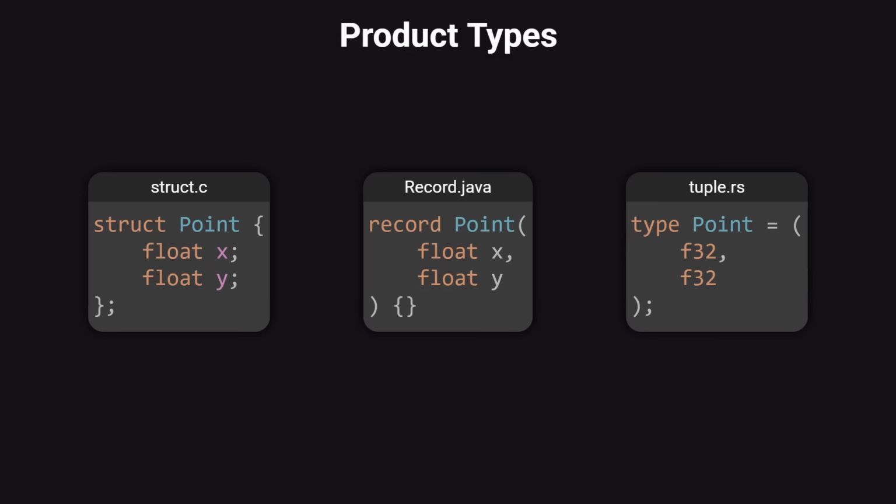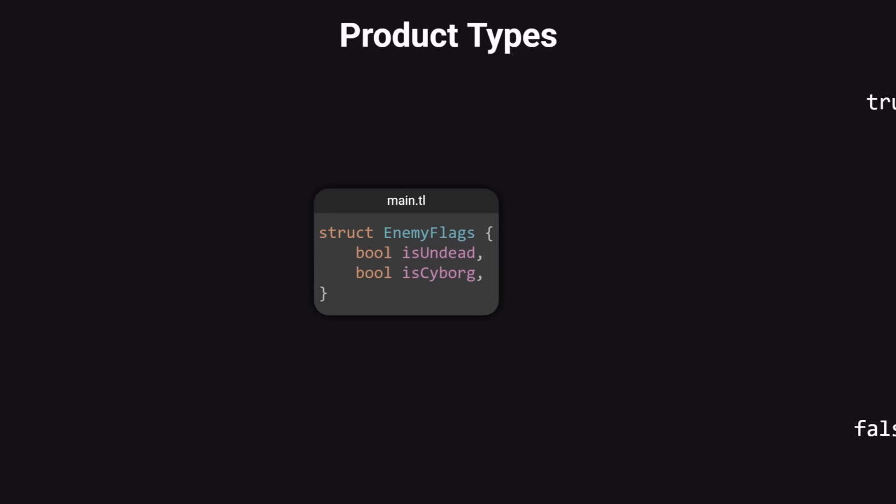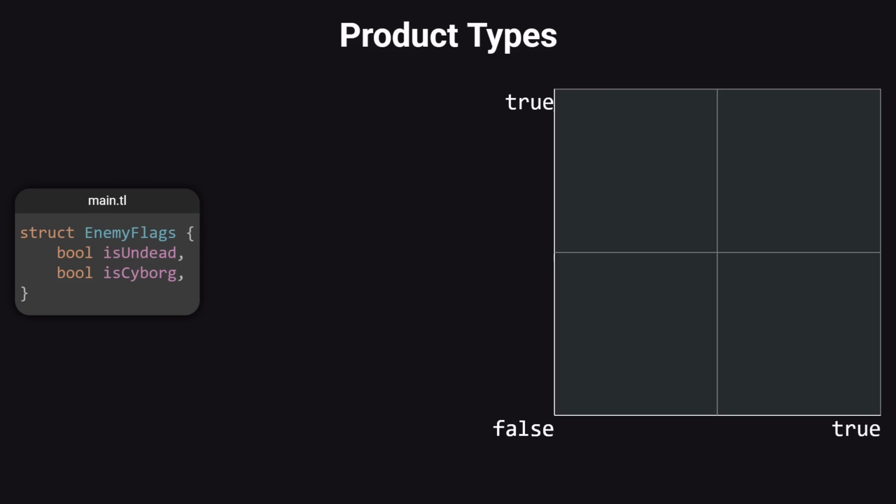Well, consider a type like this. It represents two different flags about an enemy, each of which can either be true or false. If we look at a little graph of this type, we can see that there's 2 possible states for each field, and 4 possible states for the entire type.